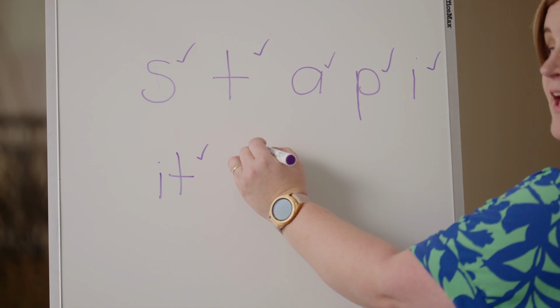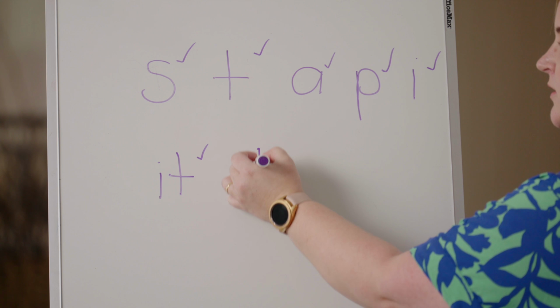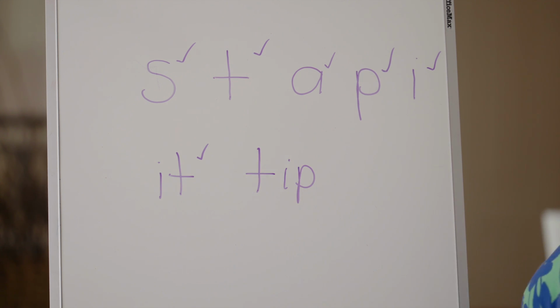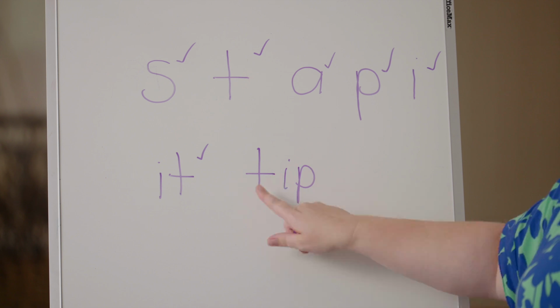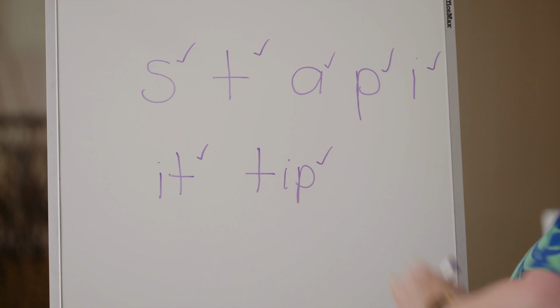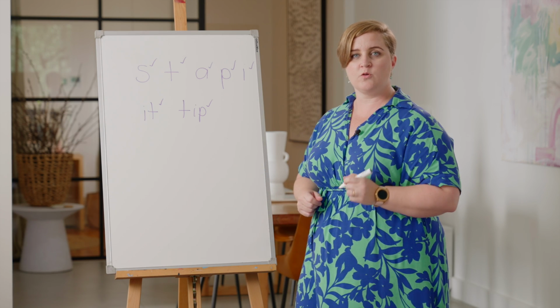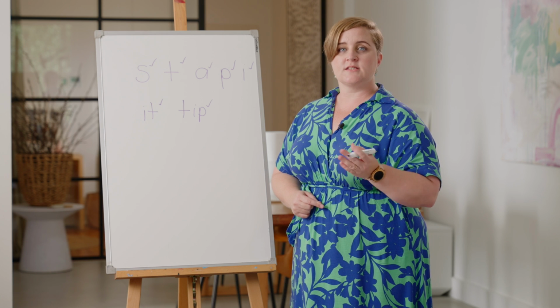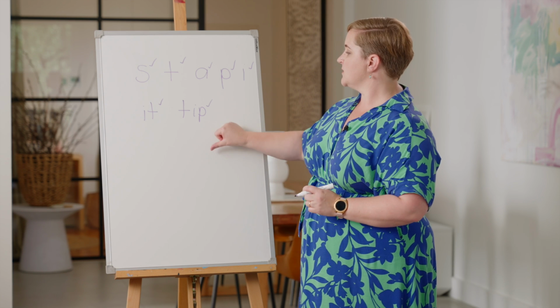I want you to sound it out as you write it. Off you go. Does your word look like mine? Tick it if it does. Fix it if it doesn't. We have one more to go, and our last word is sit. What word? Sit. Tap it out.